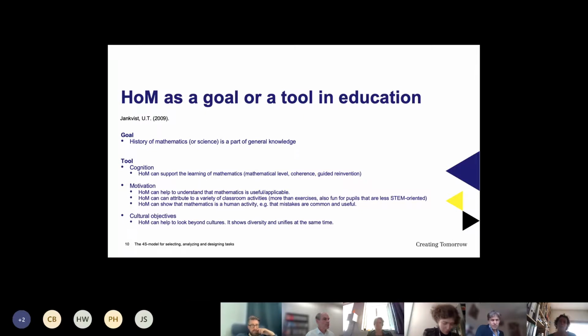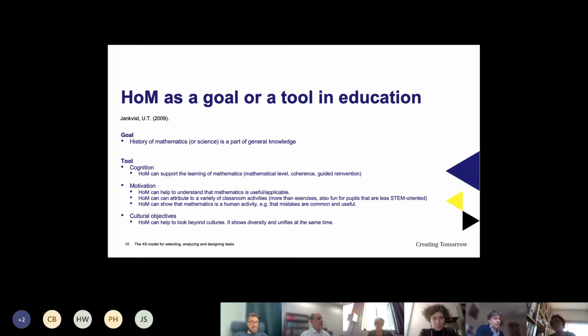Then we have the tool for reaching more motivation with your students, with your pupils. For instance, to help understand that mathematics is a useful subject, that it can be applied. It can help the teacher to use a variety of classroom activities, and also to maybe interest people that are not so much STEM oriented, but are more interested in social sciences. Through history of mathematics, they get more motivation for the mathematical part.